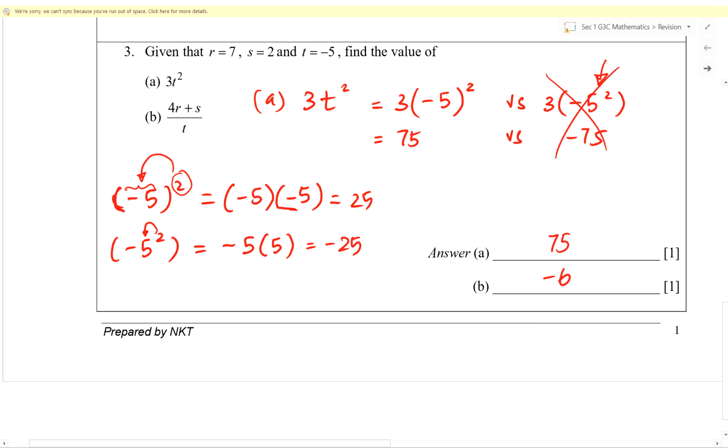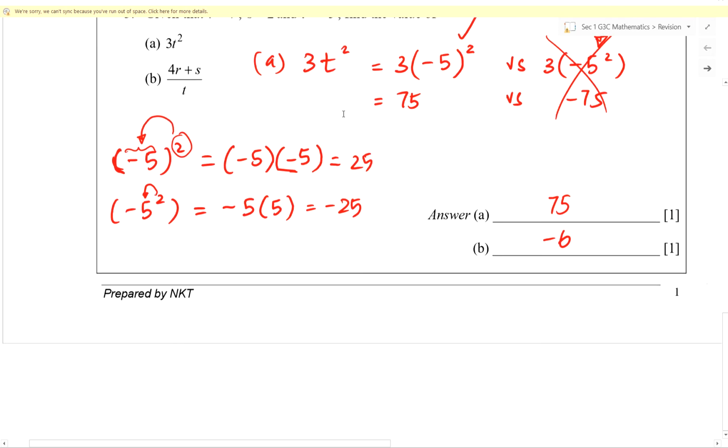Now another issue is that you may be able to know that this is the correct working, but when you key into your calculator, you either don't key in the brackets properly or you don't put a square at the correct position. And then you may end up with the wrong answer again. So you have to be very careful for this type of substitution questions. Next, for part B, it will be more straightforward over here, negative 6. Anybody needs help? Okay, then let's move on.